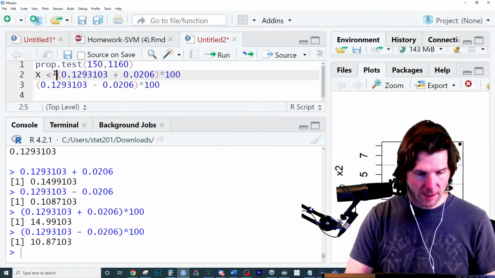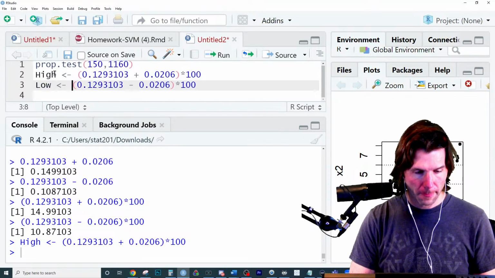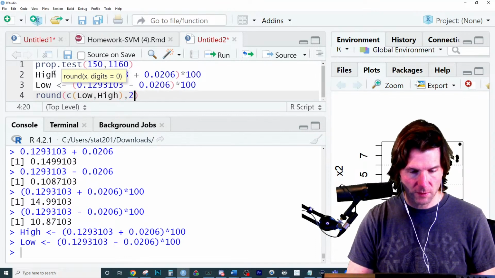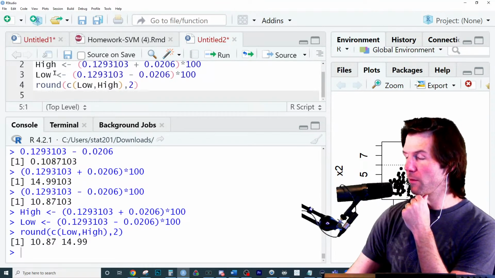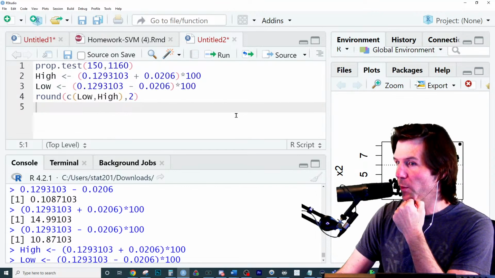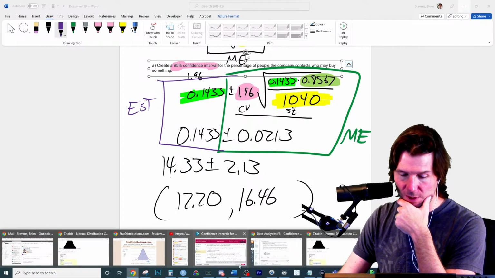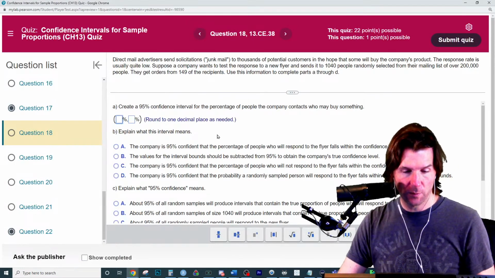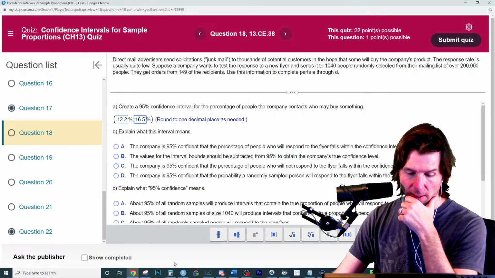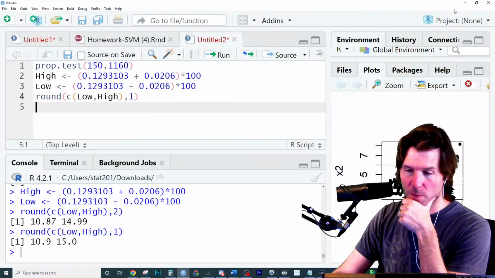We store into X, or we could say low here. What is that, low or high? It's high and low. And then round, join, low, high to 2 decimals. They're right there. That's why I love coding. Just store your stuff, round your stuff. You don't have to think. You just code and it does the work for you. So we just round and turn them into percentages, all that good stuff right there. 12.2 to 16.46. So round to 1 decimal. 16.46 is that. So make sure to round to 1 decimal. There you go. 10.9 to 15.0. Should be right.